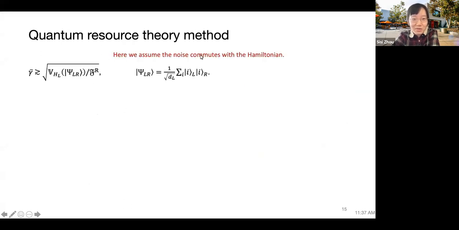And in terms of the resource theory method, again, I'm just going to rephrase the results on the previous slide. So recall that we have this very long expression. It's actually just the variance of this Bell state, this maximally entangled state, on this logical Hamiltonian. And also here we need an additional assumption in using this.